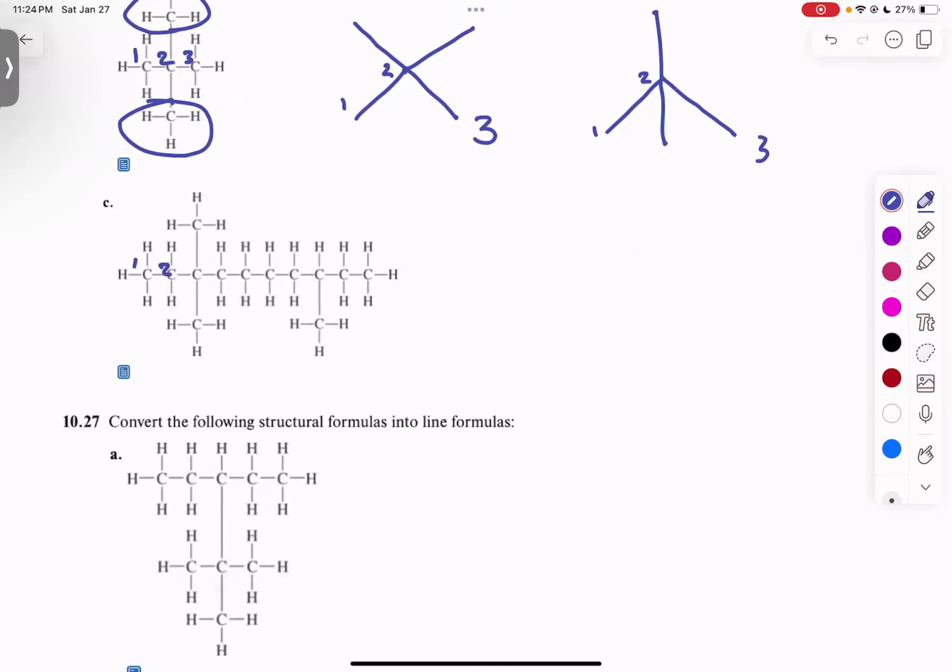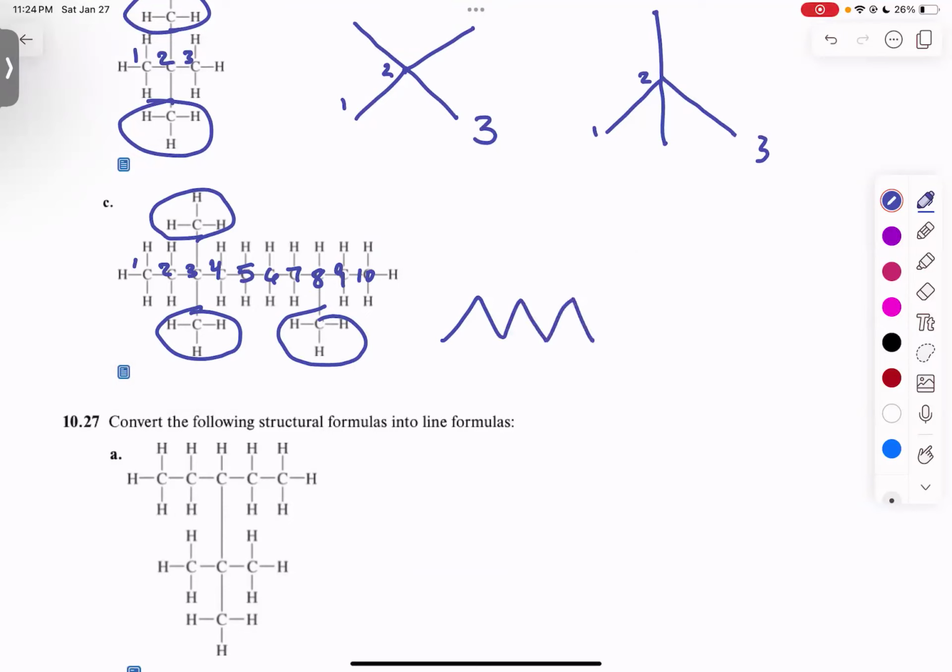Okay, 1, 2, 3. We have 2 methyl groups off of 3, 4, 5, 6, 7, 8. We got a methyl group, 9, 10. So 1, 2, 3, 4, 5, 6, 7, 8, 9, 10. So nothing until we get to carbon number 3. Carbon number 3 has 2 methyls. Then 4, 5, 6, 7. When we get to 8, we got a methyl group, 9 and 10.